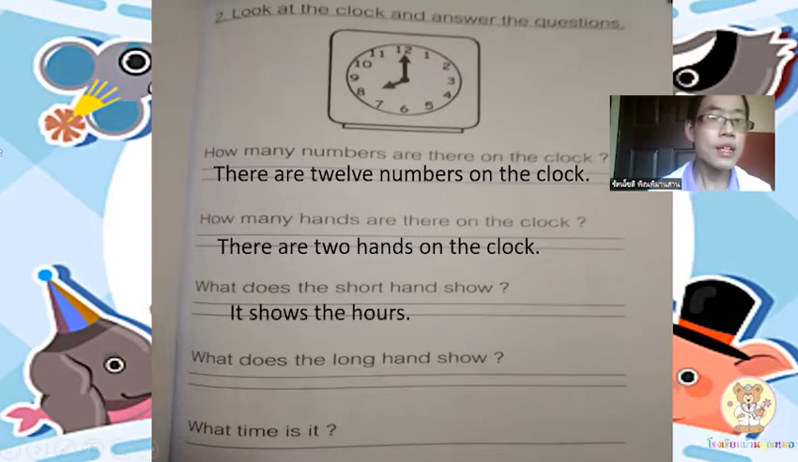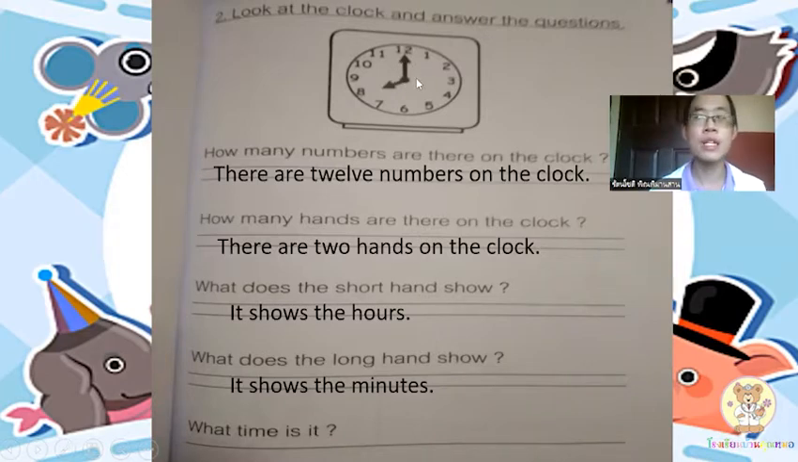Okay. Next question, what does the shorthand show? It shows the hours. Okay. What does the longhand show? It shows the minutes. Now we have already studied about the shorthand and the longhand, right, everybody? The shorthand will tell us about the hour. But the longhand tells us about the minutes.